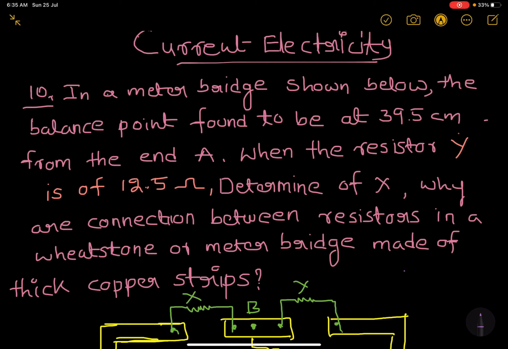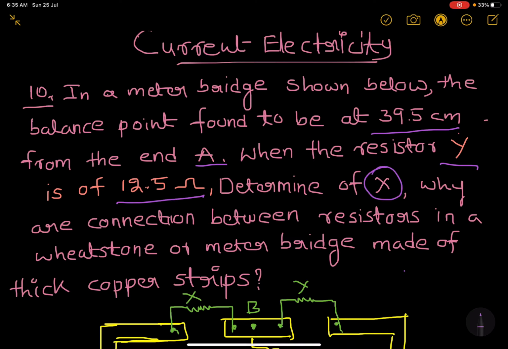Okay, this is NCERT current electricity 10th question. In a meter bridge shown below, the balance point is found to be 39.5 centimeter from the end A. Here the meter bridge has two ends, A and B. When the resistor Y is of 12.5 ohms, determine X.